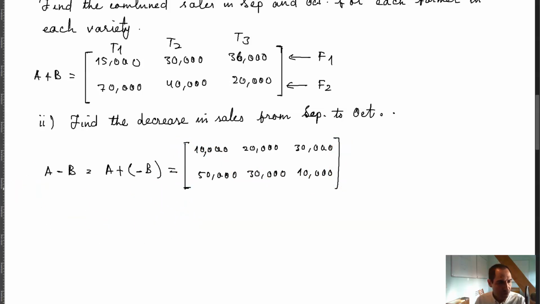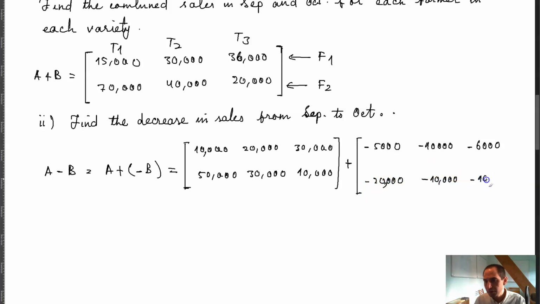For the second matrix, you're supposed to add the negative of the second matrix, meaning that you will get negative 5,000, then negative 10,000, then negative 6,000, then negative 20,000, then negative 10,000, and then negative 10,000.